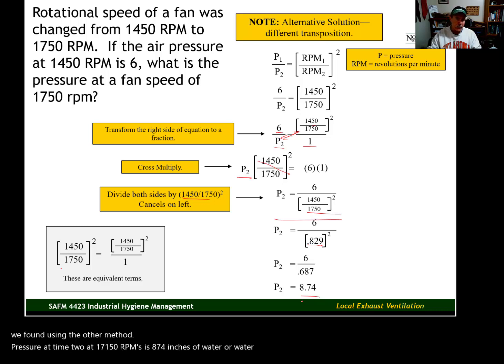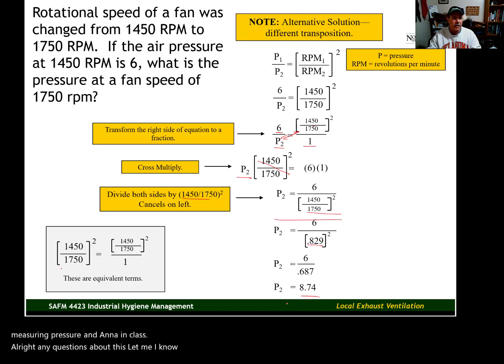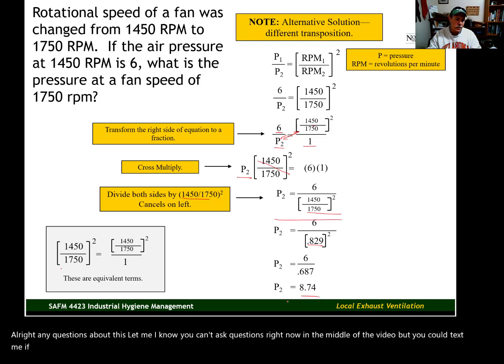And we've talked about the units that are used for measuring pressure in class. All right, any questions about this, let me know. I know you can't ask questions right now in the middle of the video, but you could text me if you had a question. If you're watching the video and trying to work through the practice problems, feel free to text me.